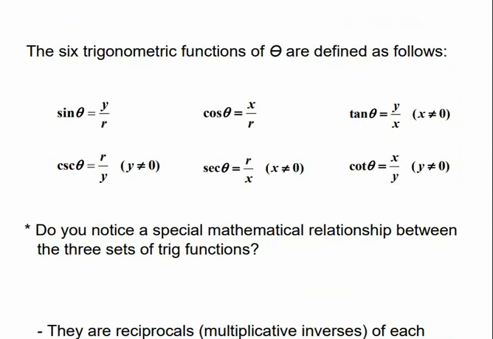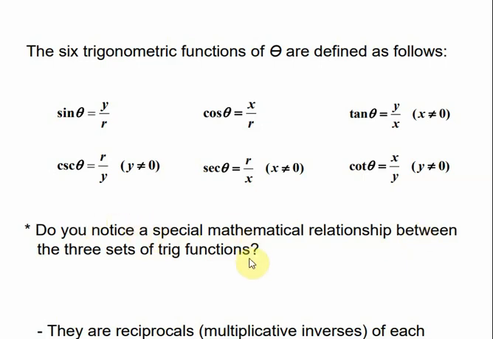So the six trigonometric functions of theta are defined as follows. Sine is y over r, so the y value of our point divided by r, which is the hypotenuse. Cosine is x over r, and tangent is y over x. This stands for cosecant. Cosecant is r over y. Secant is r over x, and cotangent is x over y.